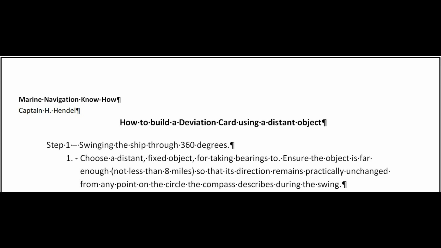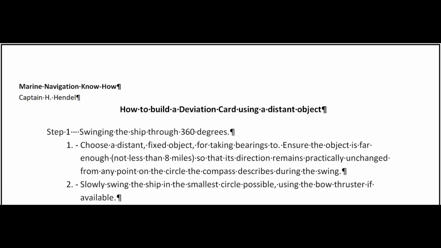Choose a distant, fixed object for taking bearings to. Ensure the object is far enough, not less than 8 miles, so that its direction remains practically unchanged from any point on the circle the compass describes during the swing. Slowly swing the ship in the smallest circle possible, using the bow thruster if available.